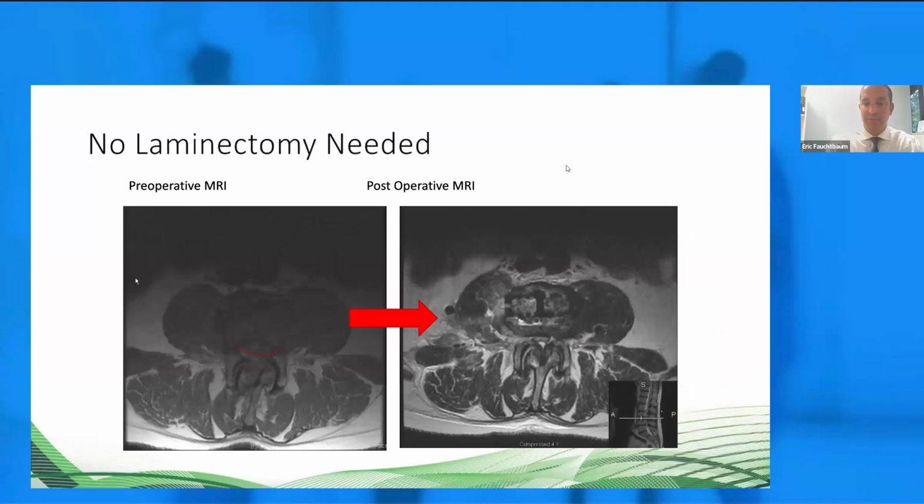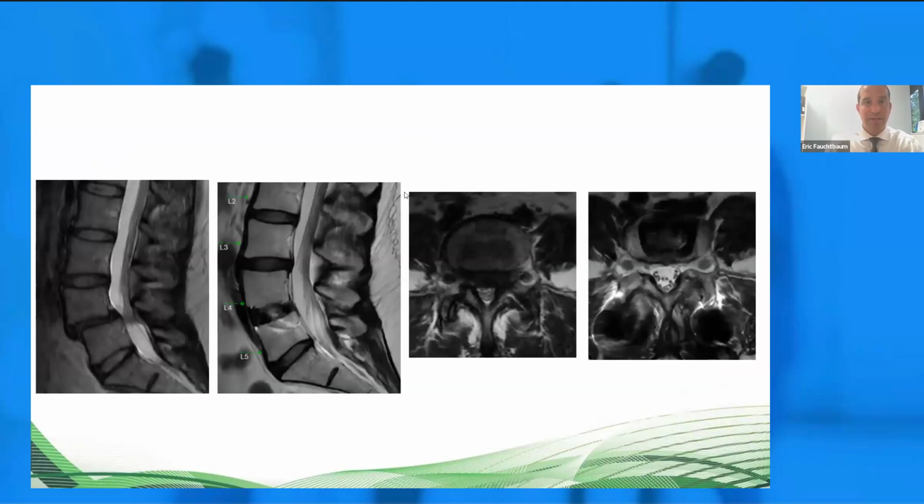This is another powerful MRI showing what indirect decompression can do. So this is another patient of mine. They've had spondylolisthesis at the L4-5. This image on the left and this image in the middle are the two preoperative pictures. You can see there's a dark area here. The disc is degenerated, the bone is slipping anteriorly, and there's a kink here.